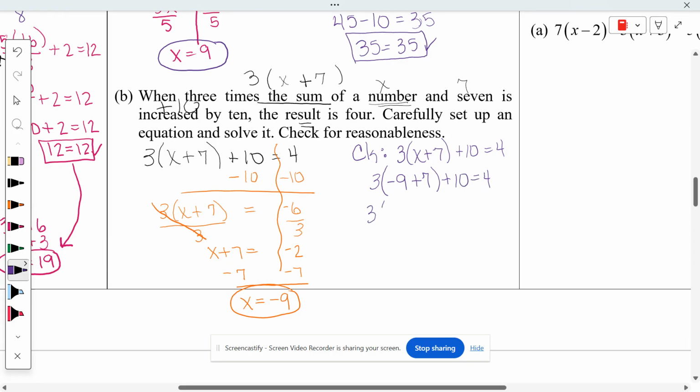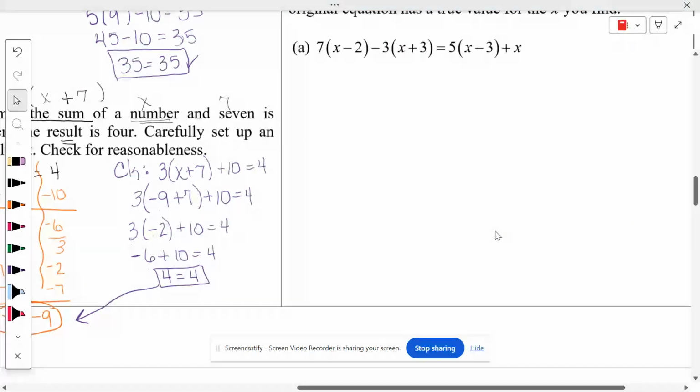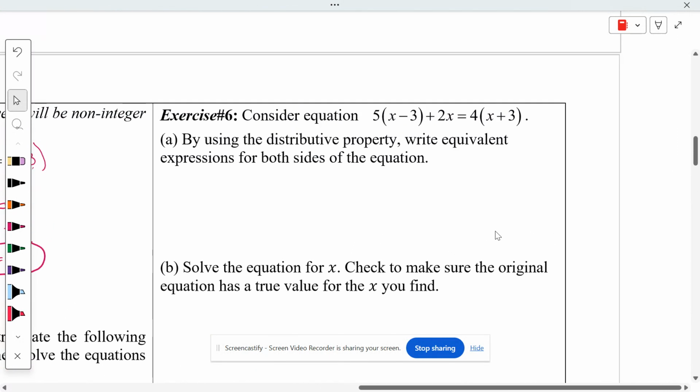Well, let's see. I have -9 plus 7 is -2. 3 times -2 plus 10 equals 4. Well, what is 3 times -2? A positive times a negative is a negative, and 3 times 2 is 6. -6 plus 10 equals 4. But what is -6 plus 10? Well, -6 plus 10 is in fact 4. I end up with this true statement, which means that my solution, x equals -9, is correct. Okay? All right. Let's go to exercise number 6.